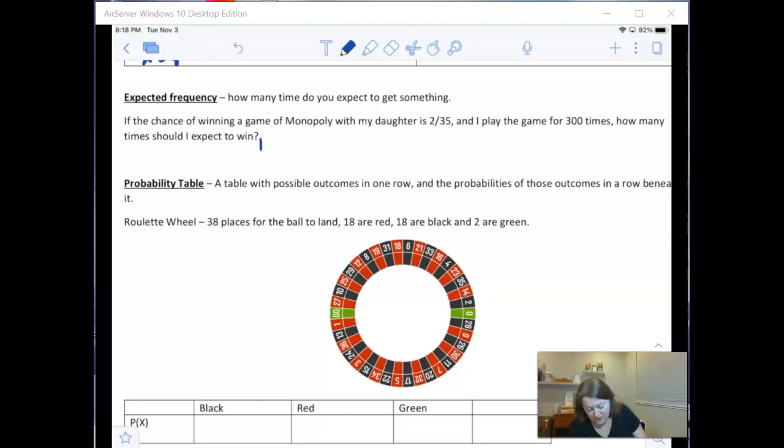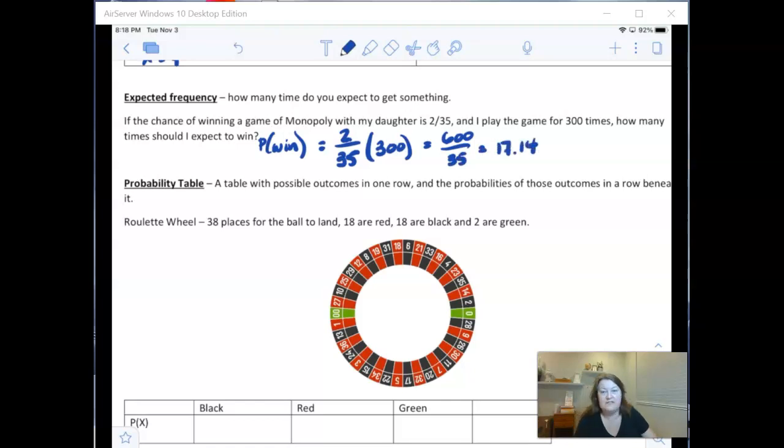I would want to try to figure out what is the probability that I would win. So if I win only 2 out of every 35, and I'm going to play this game 300 times, then that's going to give me 600 over 35, which is going to turn into 17.14. So if I play this 300 times, the estimated amount of games I'm going to win is about 17 games over 300 games with her. All right, so that's expected frequency. It's just kind of saying how much do you expect to get based on this probability number, this probability fraction.